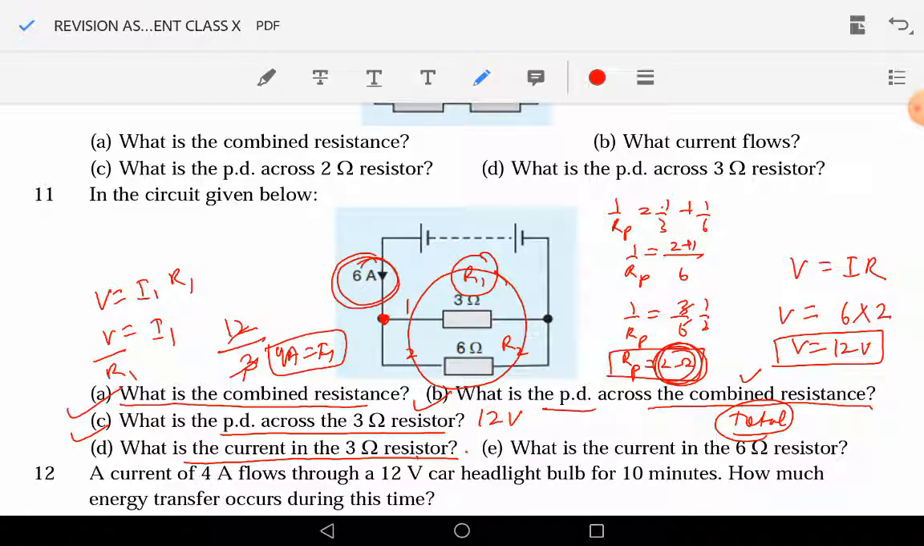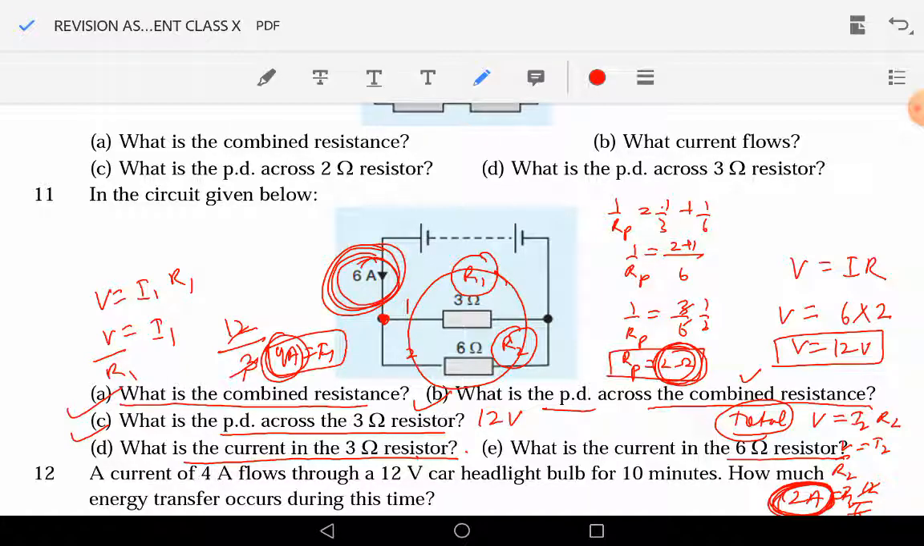Okay, moving on to the 6 ohm resistor. That is R2, so V is equal to I2 R2. I2 is equal to V upon R2, that is 12 by 6, and the answer comes out to be 2 ampere. And if we add 2 ampere and 4 ampere, that comes out to be 6 ampere, which was the total current.